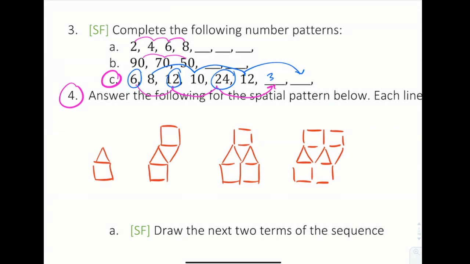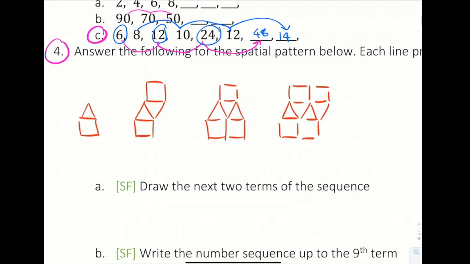So the next one should be double that, so that should be 48. And then for the other numbers, 8, 10, 12, it looks like they're just adding 2. So another 2 would give me 14. So that gives you that solution there.